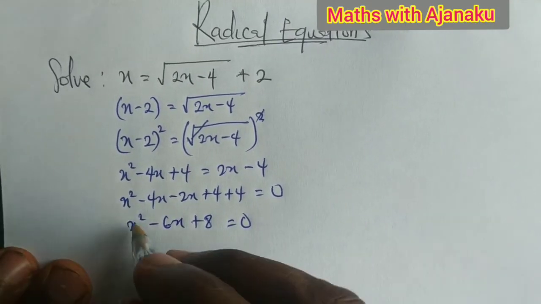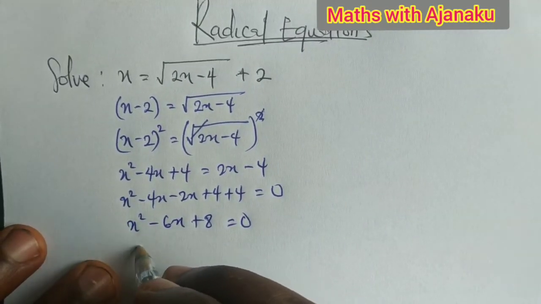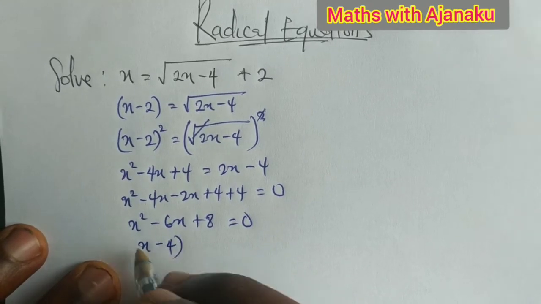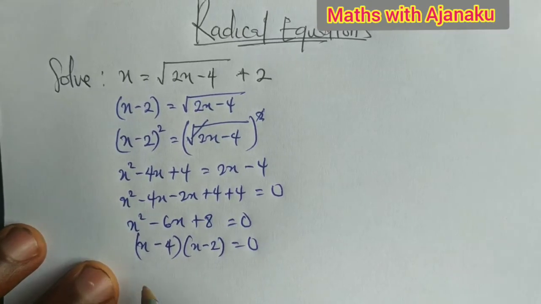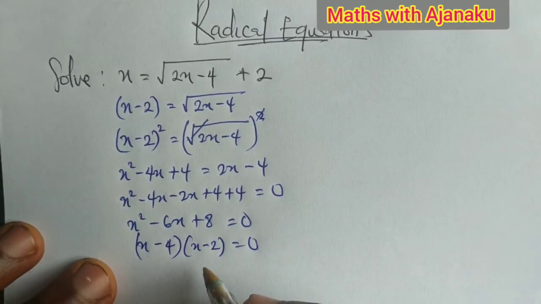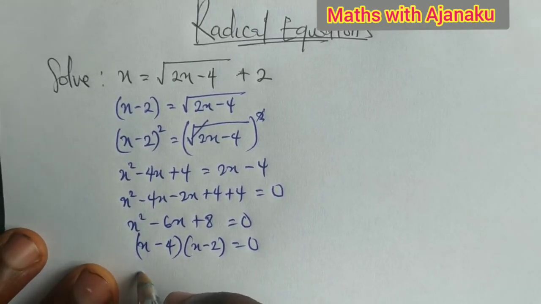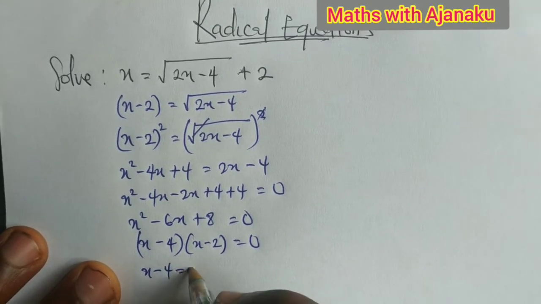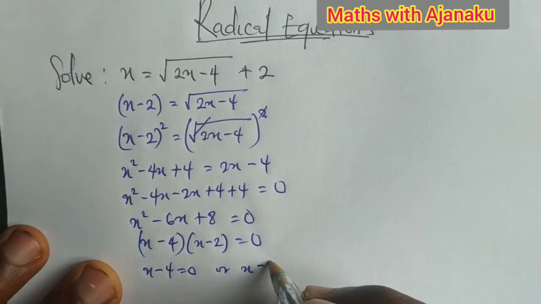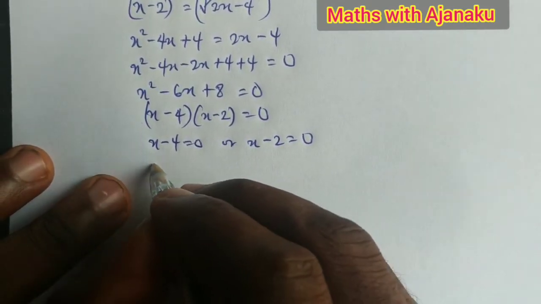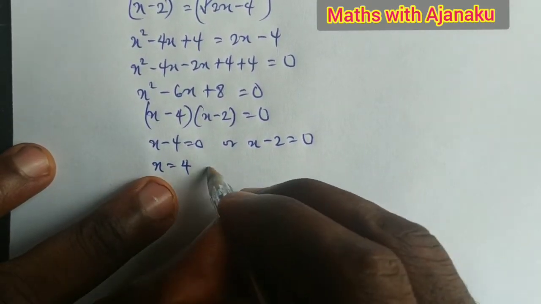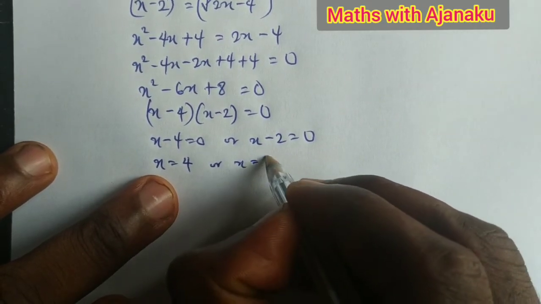Now, solving this quadratic equation, this will give me (x minus 4)(x minus 2) equal to 0. Now we have two numbers multiplying to give you 0, then one of them must be equal to 0, meaning x minus 4 is equal to 0, or x minus 2 is equal to 0. In this case, this means x is equal to 4, or x is equal to 2.